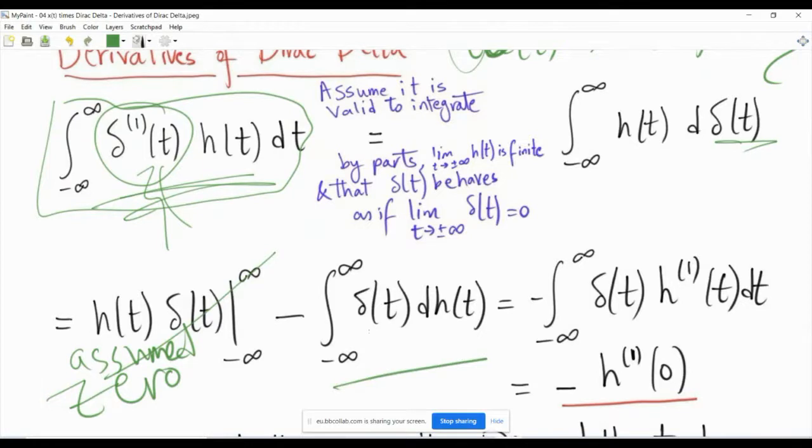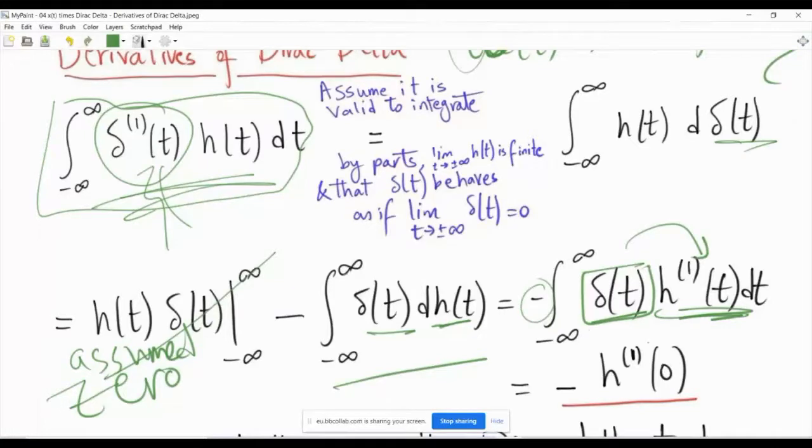Then when you do the integration by parts, this will be minus the integral from minus infinity to infinity of delta t times the first derivative of h of t. There is a minus sign that comes from integrating by parts. So we have our old friend here, the Dirac delta. And what is the impact of the Dirac delta when it's coupled with the function under the integral sign? It evaluates the function at the origin.